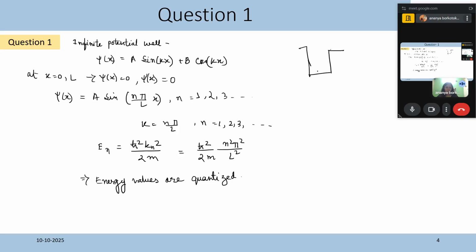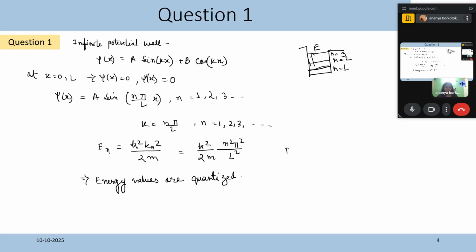Now say this is my n equal to 1. You see the energy, if this is my energy scale, then this energy for n equal to 1 is non-zero. You can put n equal to 1, this will be a non-zero value. Then I will have some other level for n equal to 2, say this is the energy level, and for n equal to 3, this is the energy level. The gaps between these energy levels are not constant because the energy varies as n square.